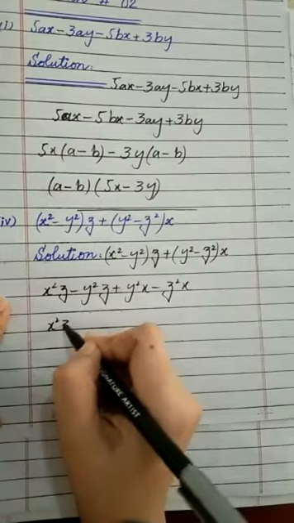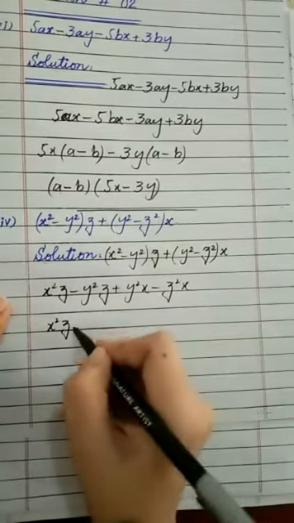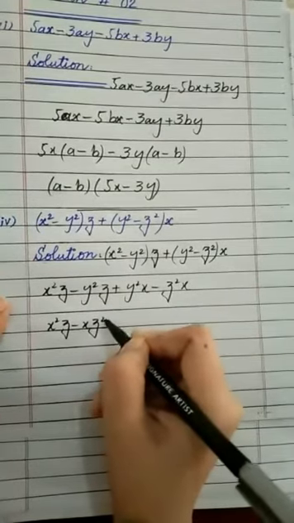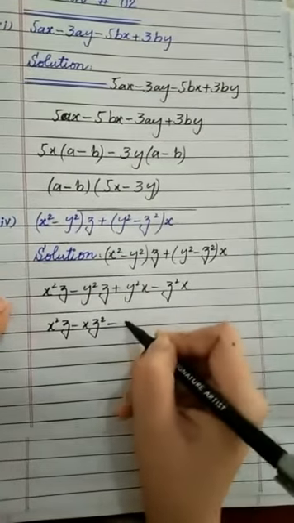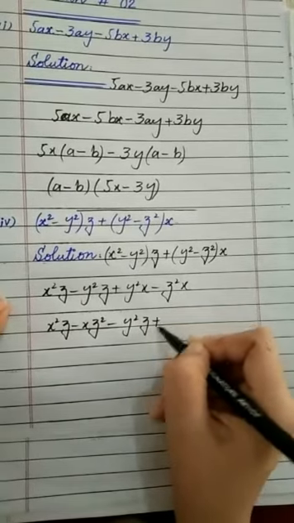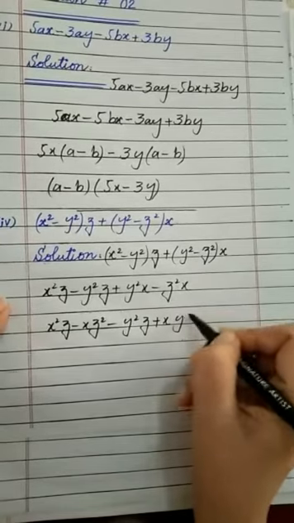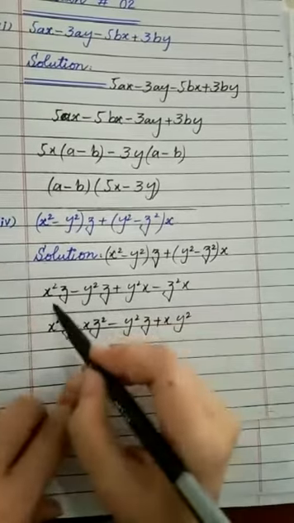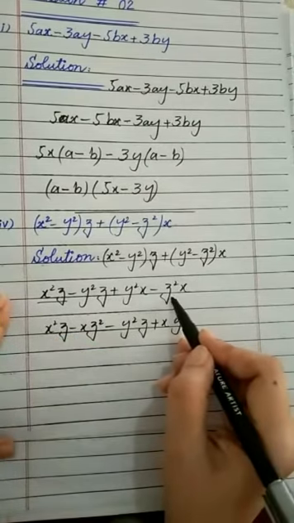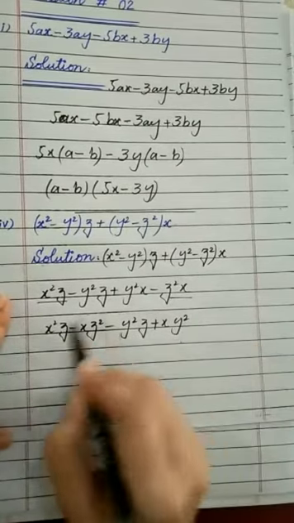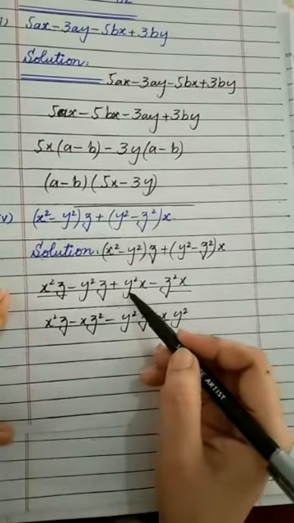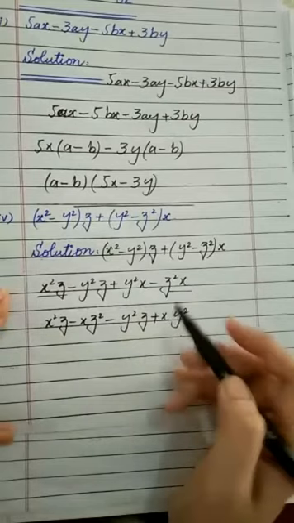Firstly x square z and minus x z square, then y square z plus x y square. X square z and minus z square x we have combined, and y square z plus xy square we have combined.